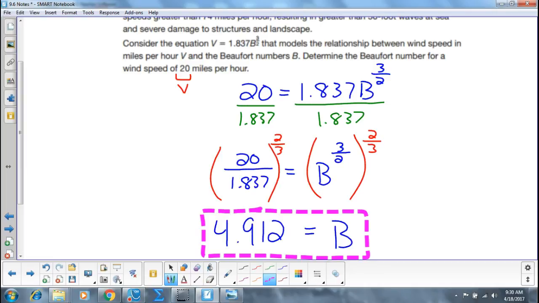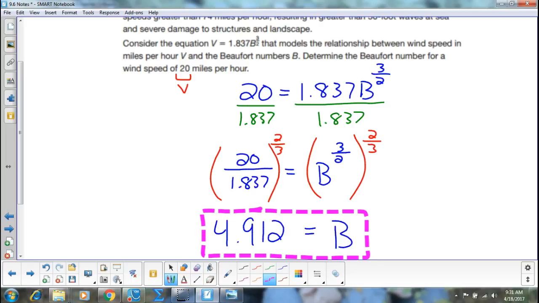How'd you do it? I divided 20 by the 1.837, got 10.887, equals the square root of b cubed, and then I squared both sides, and then cube rooted both sides. Yep, that works too. Same thing.